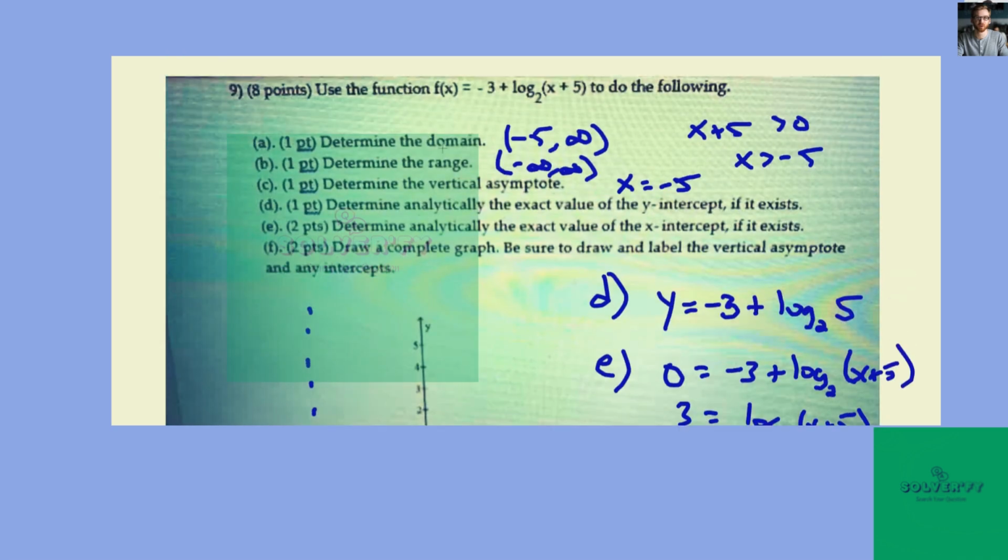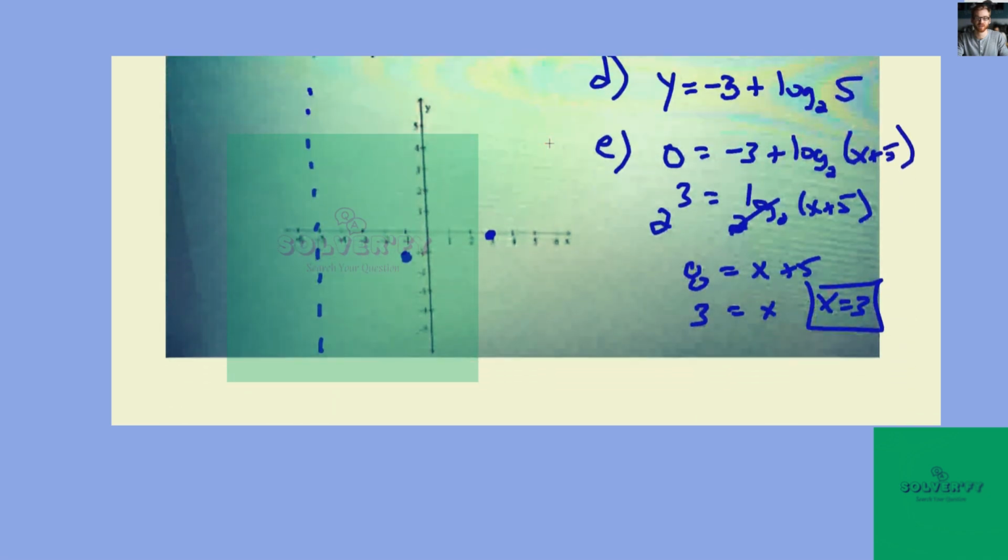Another one would be log base 2 of 2. So if x is -3, then we have log base 2 of 2, which is 1. So -3 plus 1 is -2. So -3, -2 should be a point on this.